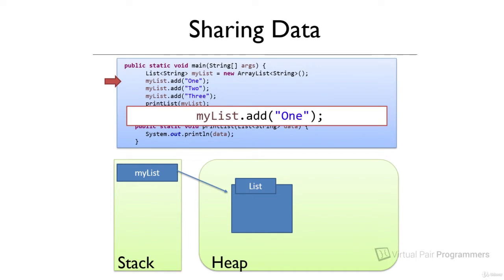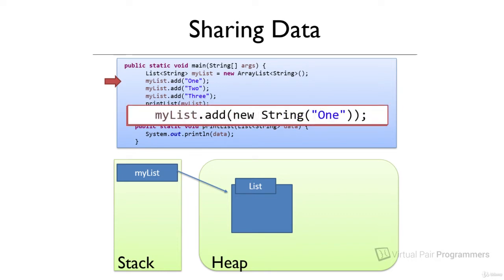This line is adding a string to our list. Now a string, of course, in Java is an object, so Java will need to create this string object. We can actually think of this line of code as being the same as this version here, where we are creating a new string with a value of 1. When we think of it this way, we can see there's a new keyword in this line, so that means Java needs to find some space on the heap large enough to store our string object. So Java will create an object on the heap of type string with a value of 1, and this will be referenced from within our list.